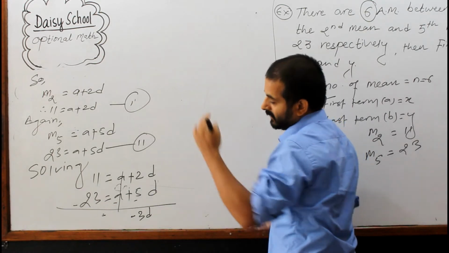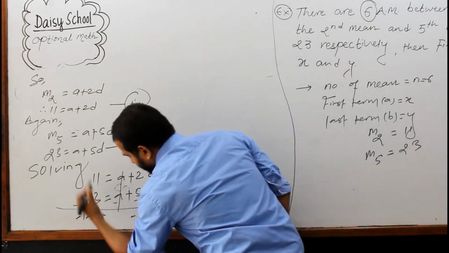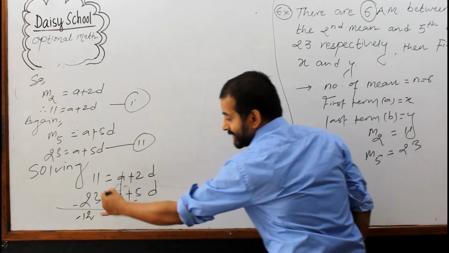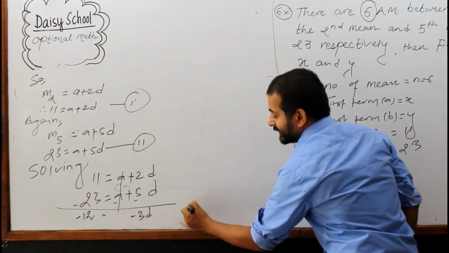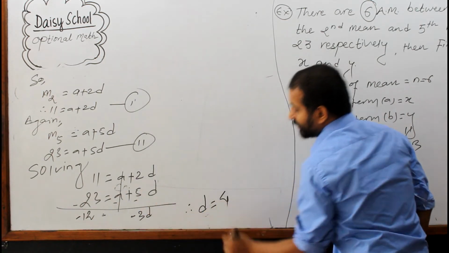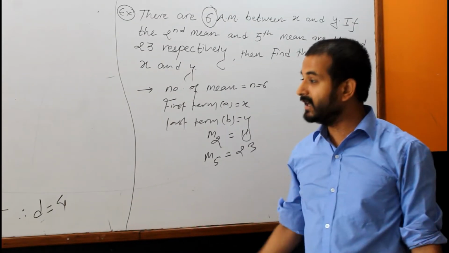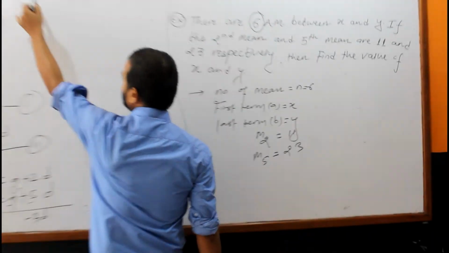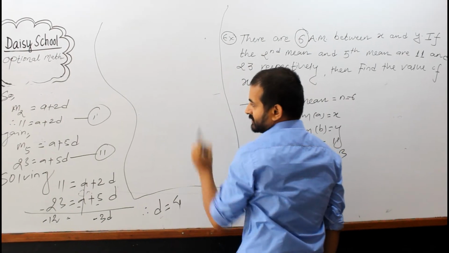Do you know the result? It is minus 12. Now minus minus is cancelled. 3 fours are 12. It means you got the missing value: D is equal to 4. Now let's continue. We have a space here. D is equal to 4.